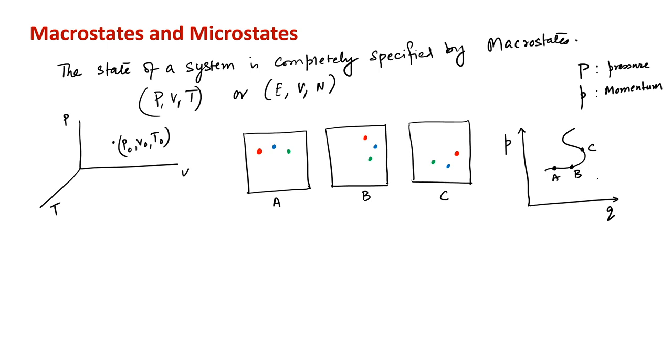These correspond to different points in the phase space. This is the same gas as we have in A, B and C, but their internal structures are different, and these correspond to different microstates. Okay. Every point on the phase space trajectory will give you a different microstate. A macrostate in general comprises a very large number of microstates. Okay. Let me give you another example.